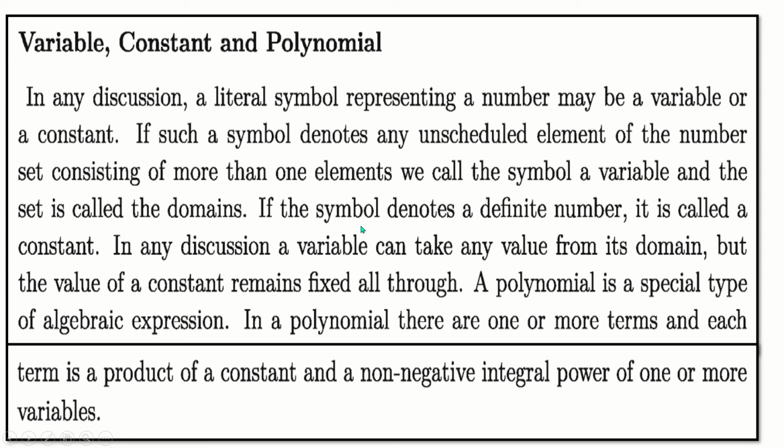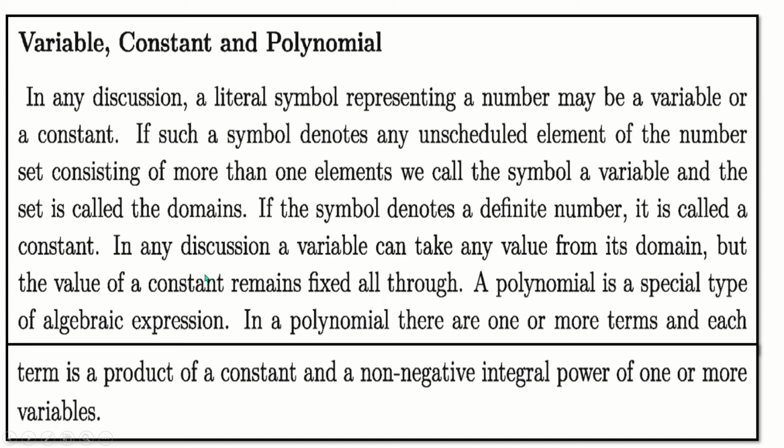Okay, if the symbol denotes a definite number, it is called a constant. That means a fixed number is a constant, and a quantity which is changeable is a variable. As for example, x belongs to natural numbers, then that means x can be 1, 2, 3, 4. That means values are not fixed, but a constant is always fixed. 1 is 1, 2 is 2, 2 is a constant, 3 is a constant, 4 is a constant. This is a specific number.